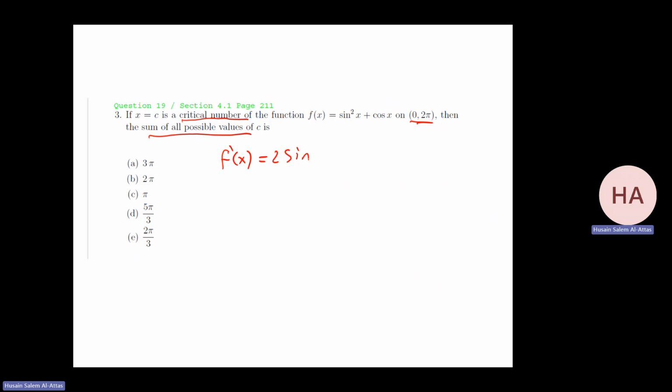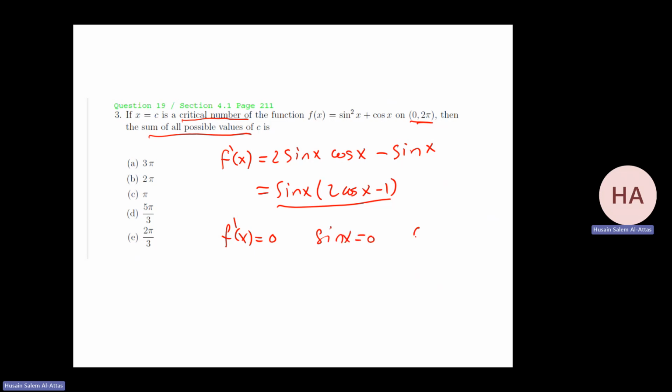2 sine x cosine x minus sine x. So I can take sine x as a common factor. I have 2 cosine x minus 1. This is impossible, it always exists. So I'm concerned only about f prime equal 0. So I have sine x equals 0 and cosine x equals half.